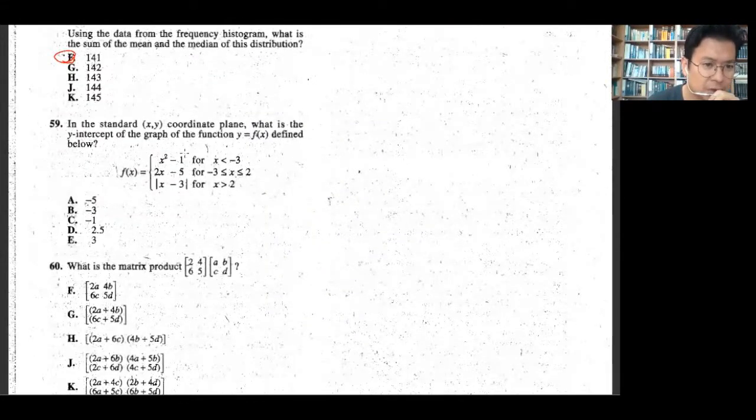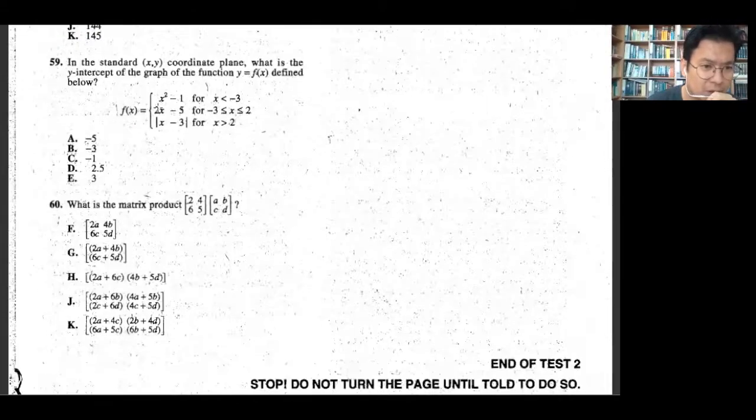So in the standard coordinate plane, what is the y-intercept of the graph defined below? Y-intercept is when x is 0. So when x is 0 is this one. Right, so -5 is the answer.